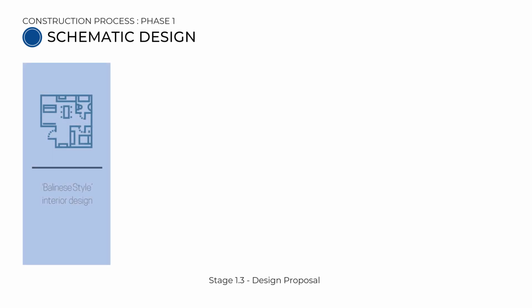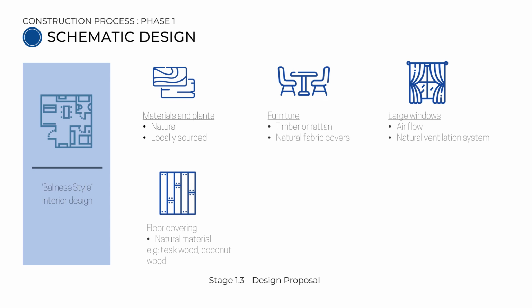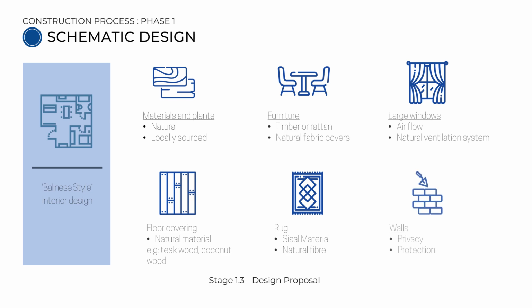For Balinese-style interior design, materials and plants are natural and locally sourced. Furniture is made from timber or rattan or covered with a natural fabric. A natural ventilation system is made with large windows to allow airflow. The floor covering is made out of materials such as teak wood and coconut wood. The rug is made from sisal and natural fiber, and there are many walls in the Balinese-style building to provide privacy and protection.